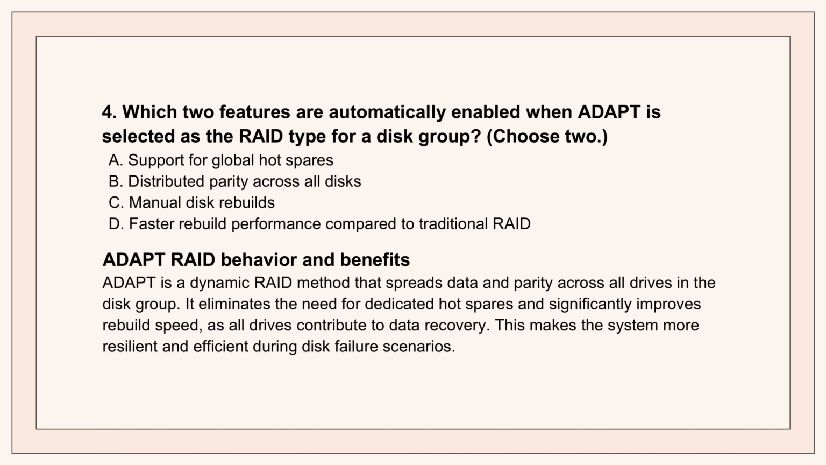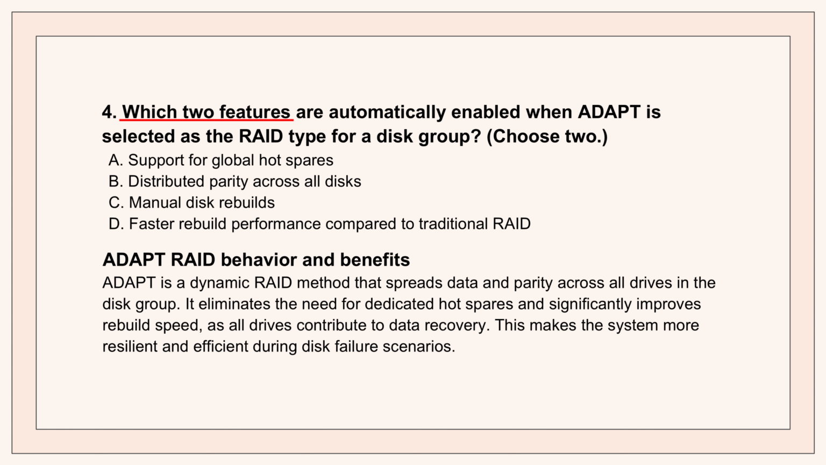All right, let's shift gears now. We've talked setup, connections. Let's get to the core. Protecting the data itself and knowing what's happening when things go wrong. The usual stuff. We hear about RAID all the time, but there's this newer thing, ADAPT. If you choose ADAPT as the RAID type for a disk group, what two key features just happen automatically?